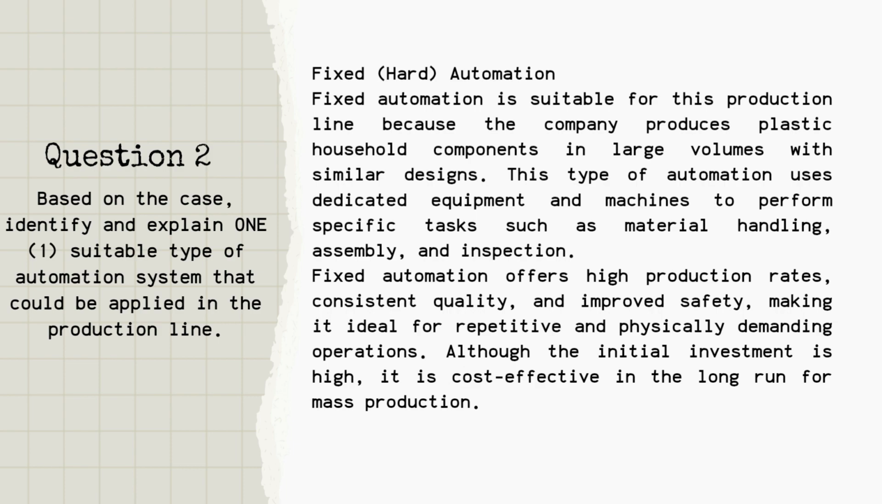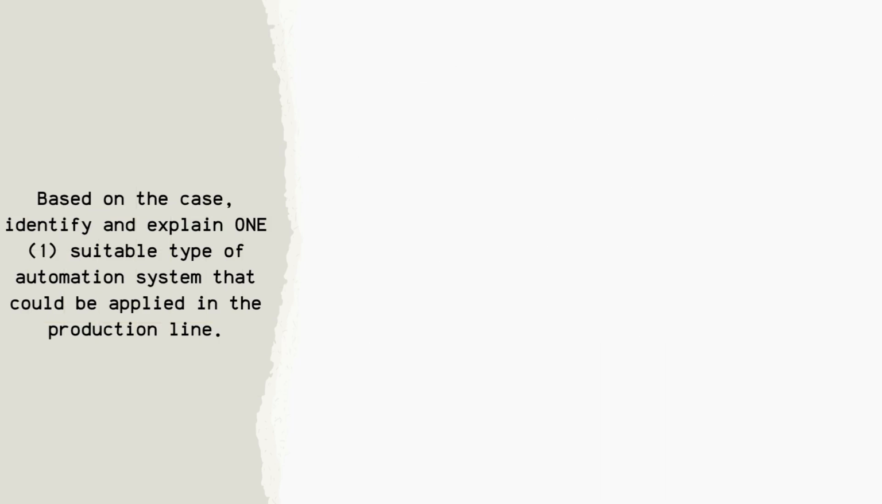It is suitable for this production line because the company produces plastic household components in large volume with similar design. This type of automation uses dedicated equipment and machines to perform specific tasks such as material handling, assembly, and inspection. The fixed automation offers high production rates, consistent quality, and improved safety, making it ideal for repetitive and physically demanding operations. Although the initial investment is high, it is cost-effective in the long run for mass production.